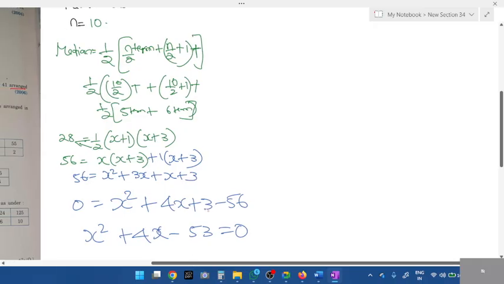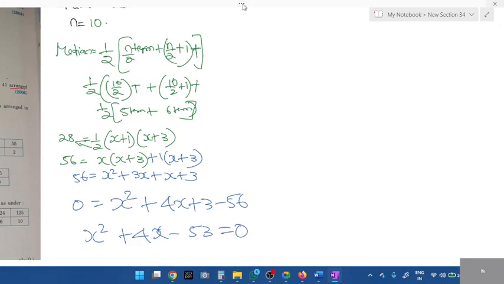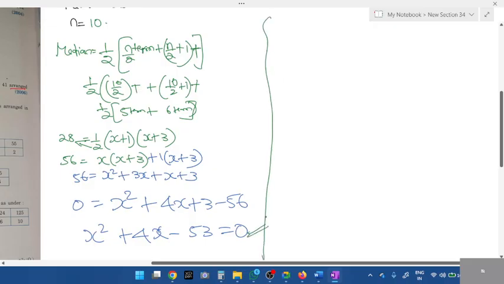53. How do you factorize using product and sum? Is it possible to use the factorization method? No, because 53 is a prime number. What are the factors of 53? 1 into 53. That's it. So you're not getting 4. Then which method do we use? Formula method? Yeah, it's a quadratic equation. This is the fifth Main, second question, students.